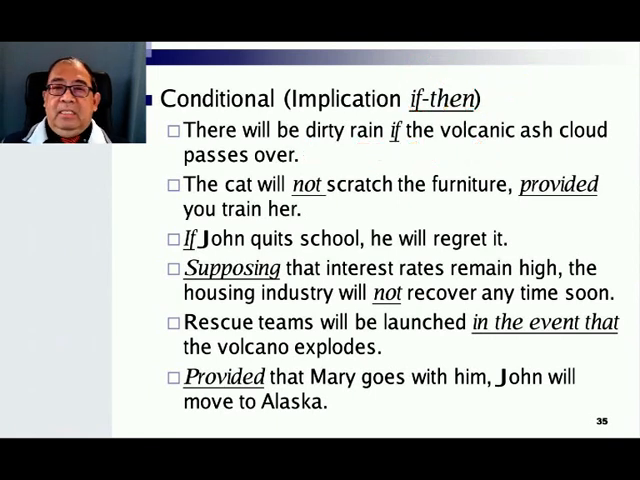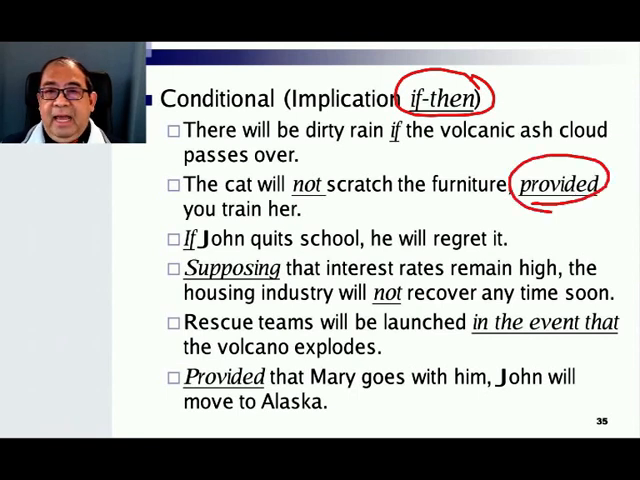Now there's another pair that is equivalent to if then. This pair is provided that. Provided means if.